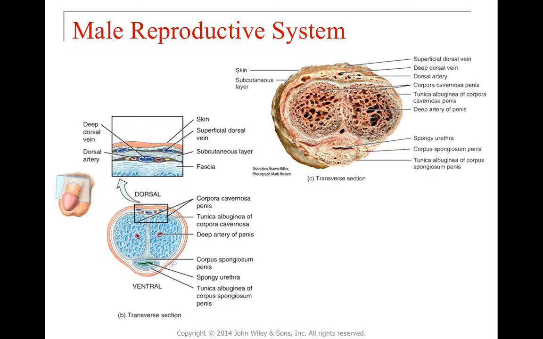Here we have 2 sets of the corpora cavernosa penis, and this is the corpus spongiosum penis. You'll see these arteries. These are highly vascularized tissue. Again, it's going to be responsive to vasculature in order for the stimulation and ejaculation events to occur. We also, around that, are going to have the tunica albuginea that's going to surround the corpora cavernosa. Right, and if we take a look here at the very top, at the dorsal section, we're going to see that we have these deep dorsal veins, and superficial dorsal veins, and dorsal arteries. So we have a lot of vasculature to these regions.